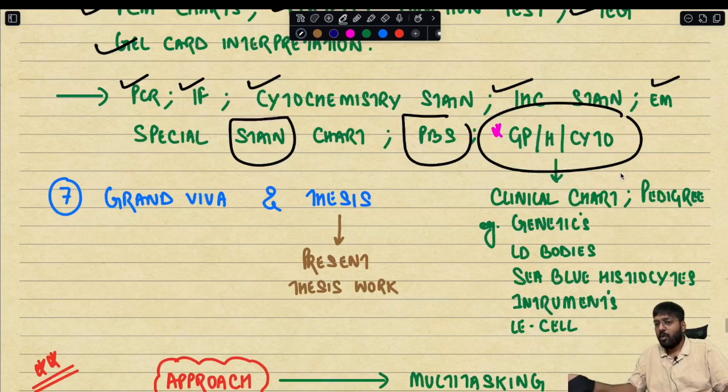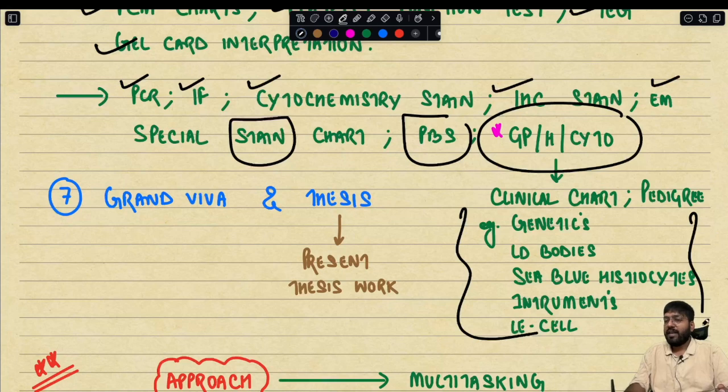They might give you LD bodies, or they might give you a diagram of sea-blue histiocytes, or they might keep instruments in the exam, or they might give you a photo of instruments and ask you to interpret what the instrument is and what it is used for, or they might show you an LE cell and ask you what this is. So all these important images which you will find in Robbins, the examiner might carry a chart of that and they might show you and ask you to say.